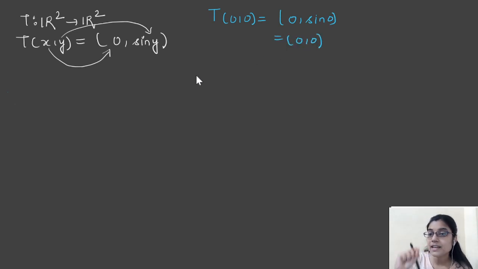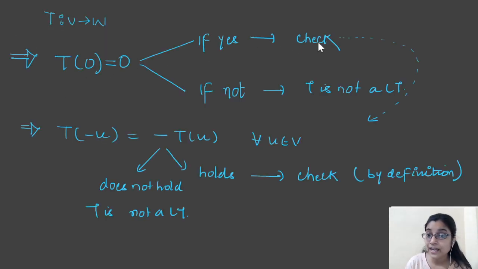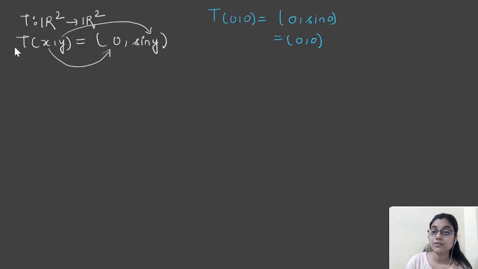So don't say from here that T is an LT, or a linear transformation. Don't say it from here. I have already told you, if this is satisfied, check further. You cannot say whether this is a linear transformation or not. If you directly say from here that T is an LT, obviously you are going to lose your marks.